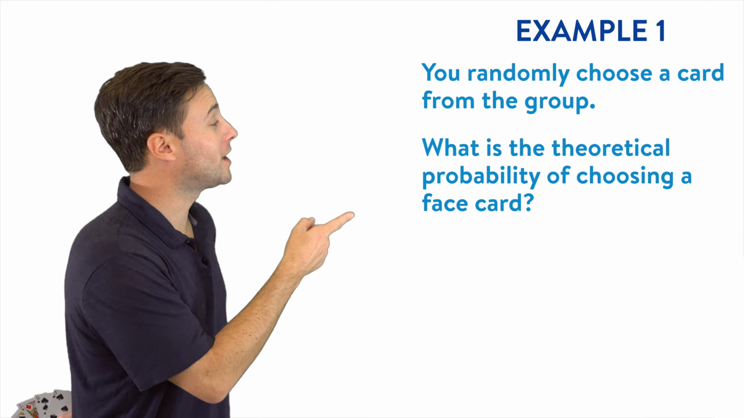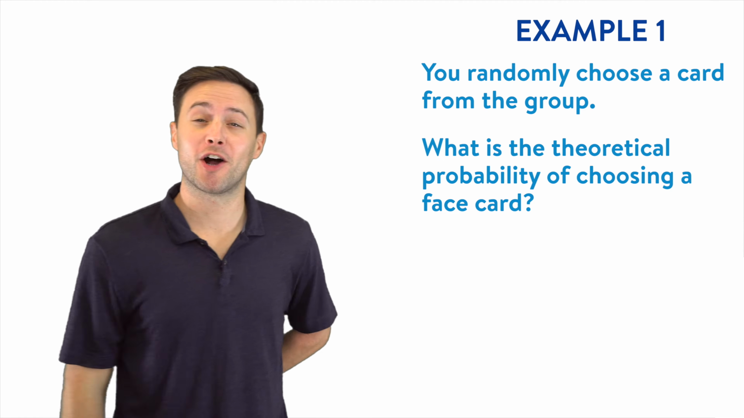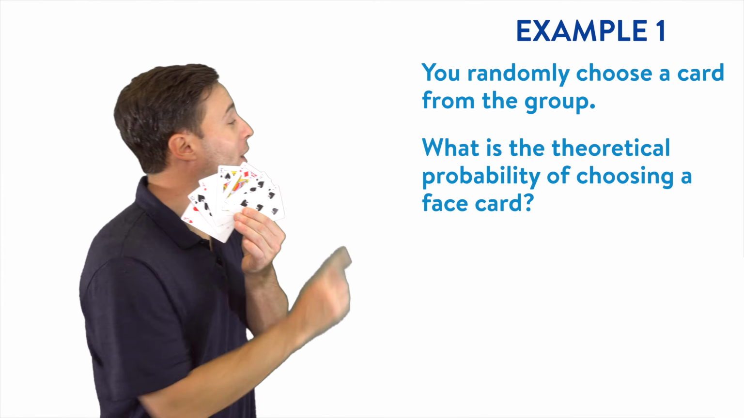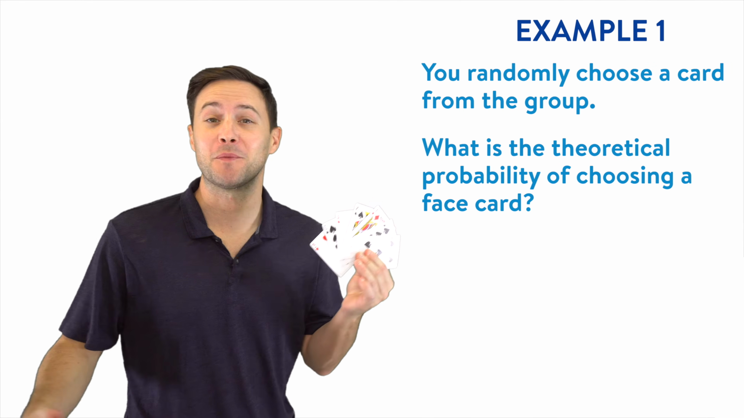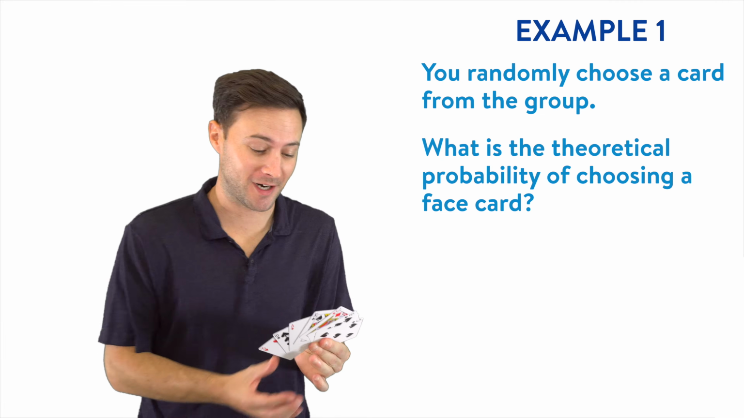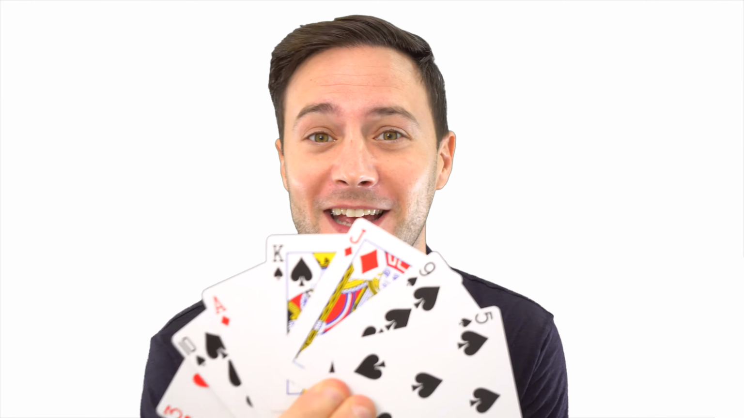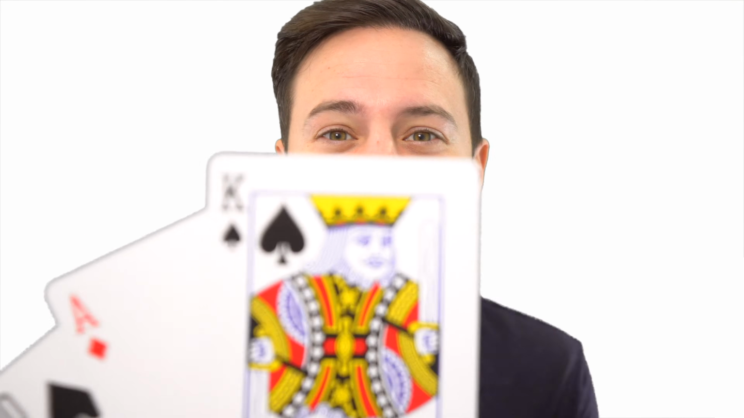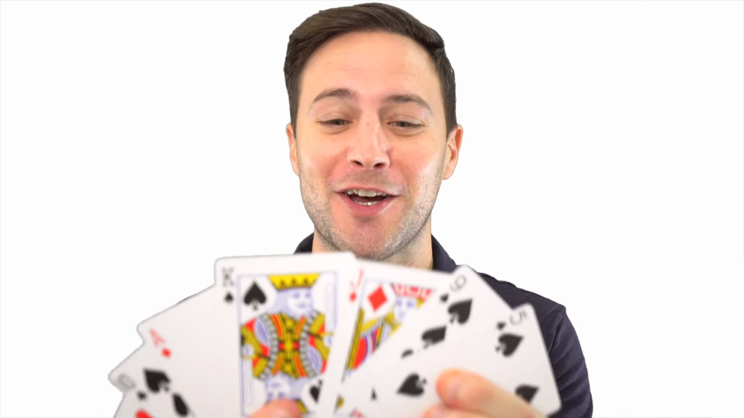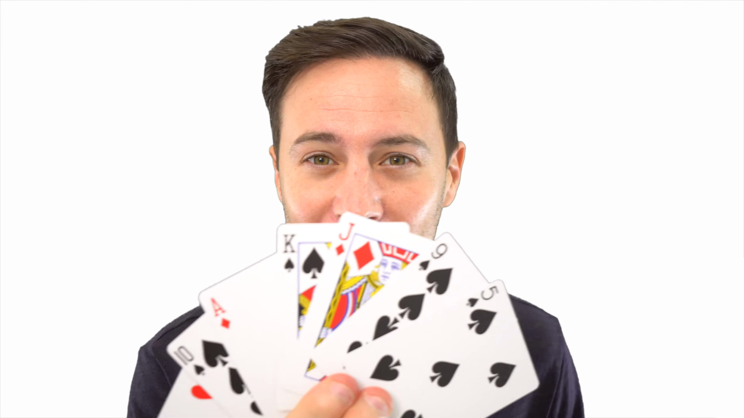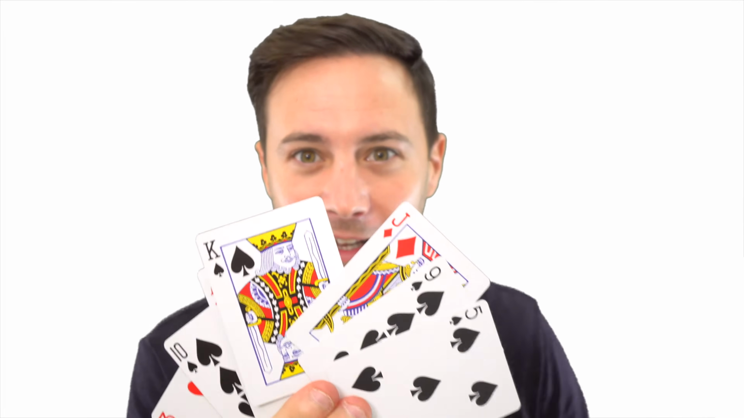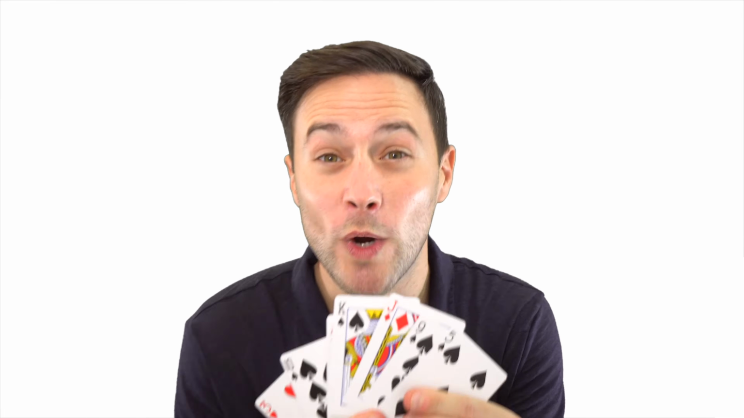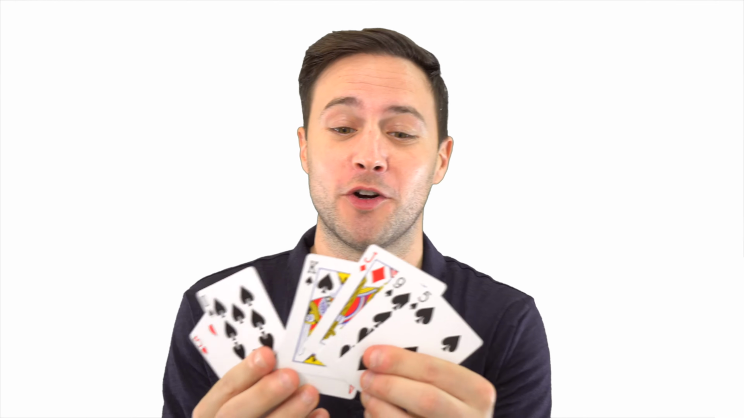All right, example 1. You randomly choose a card from the group. What is the theoretical probability of choosing a face card? All right, well first, what are face cards? A face card is a card that has a face on it, just like that. So if you look here, the face cards are the Jack and the King. Okay? Queen would also be a face card, but there's no Queen here.